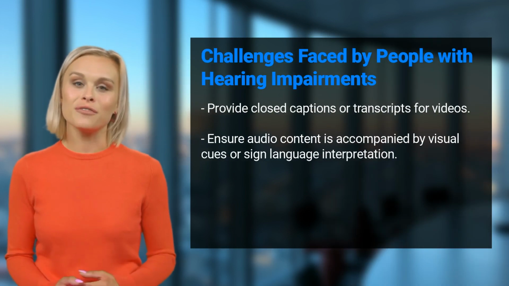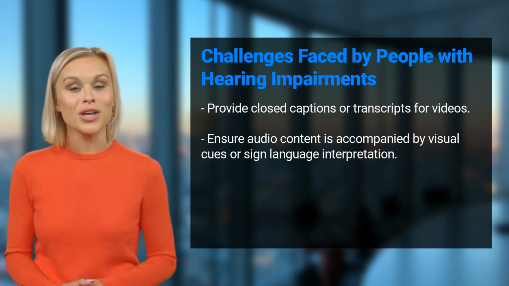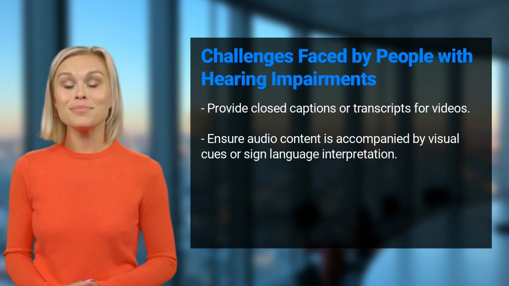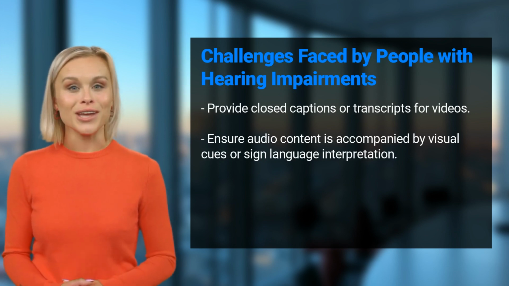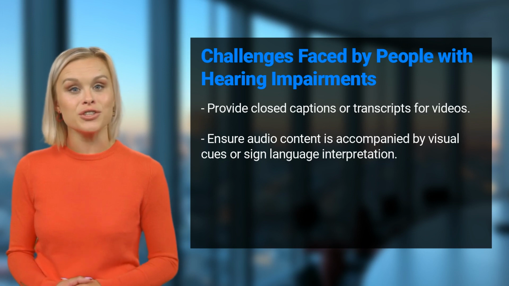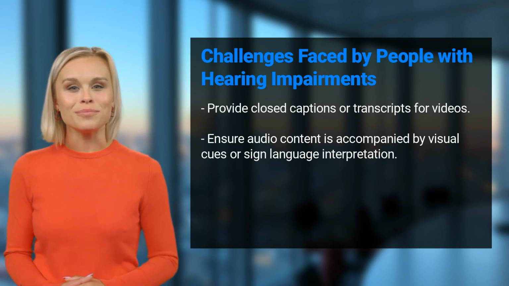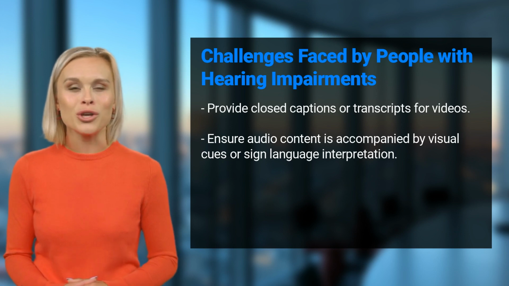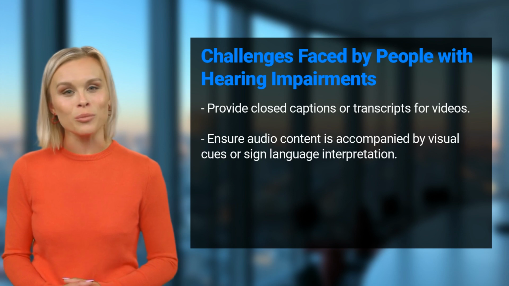Now let's shift our focus to people with hearing impairments. How can we make our online content accessible for them? The answer lies in providing closed captions or transcripts for videos. This way, individuals with hearing impairments can read along and understand the content. Additionally, it's important to ensure that audio content is accompanied by visual cues or sign language interpretation.